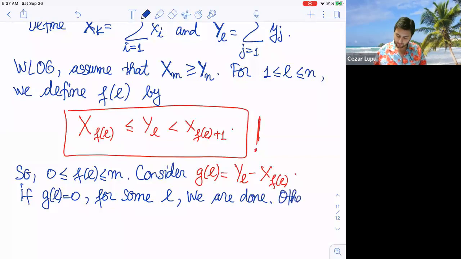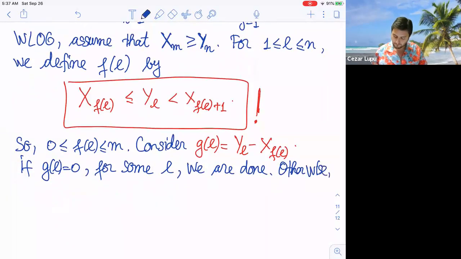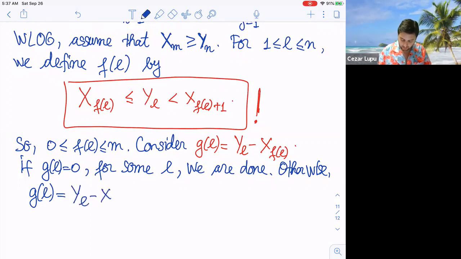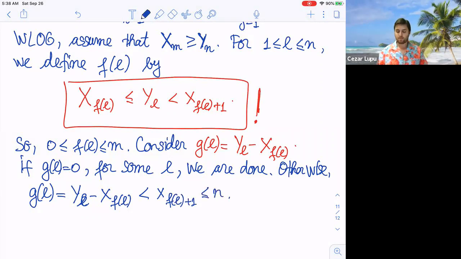Otherwise, g of L will be, so let's write it as y of L minus x of f of L. This is L here, not E. The f of L, right? And this is less than, based on our inequality there, less than x of f of L plus 1. And this guy is less than n, right? We apply the above inequality because this is the way we define it.